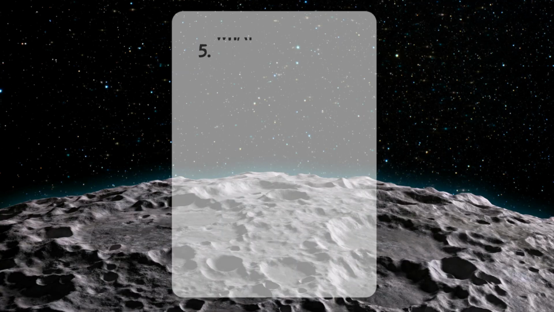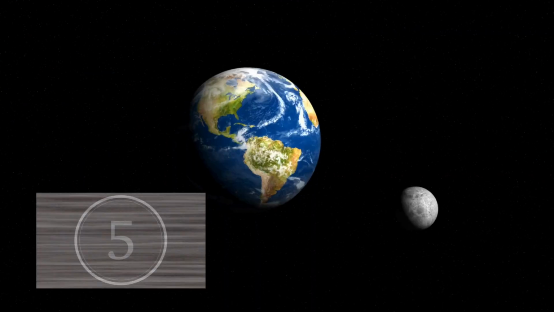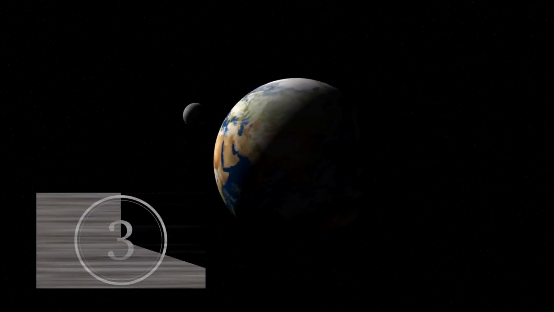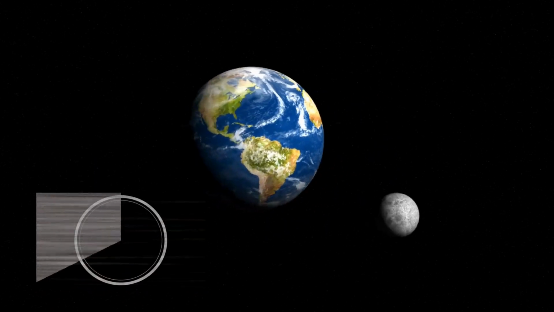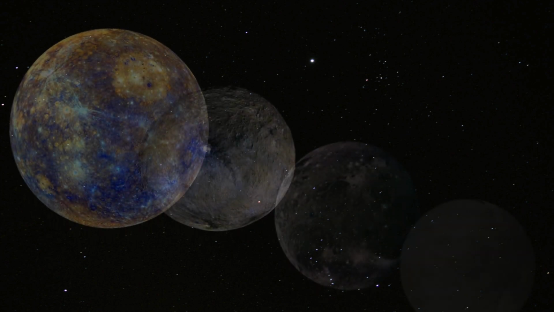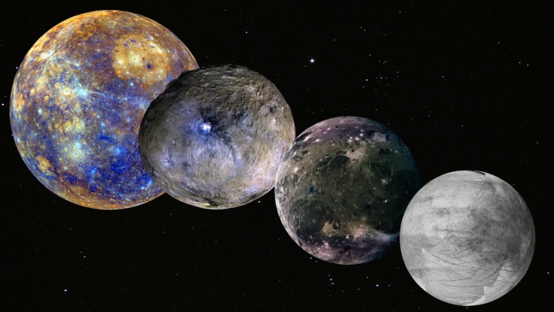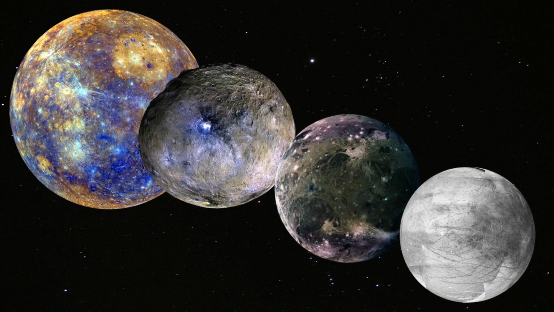Question number 5. What is the moon's atmosphere-like layer called? A. troposphere. B. exosphere. C. stratosphere. D. ionosphere. And the answer is B, exosphere, and it's not quite dense enough to be classed as an atmosphere. The planet Mercury, the dwarf planet Ceres, and Jupiter's moons Europa and Ganymede are all celestial bodies in the solar system with an exosphere.